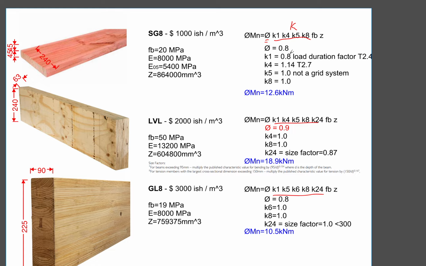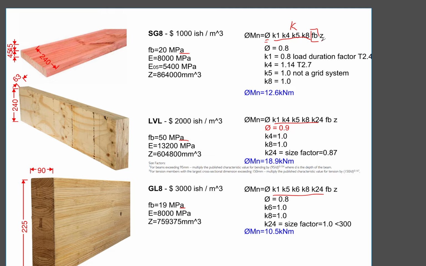For bending it is 0.8. As I said before, LVL is an exception. LVL is 0.9 and the glulam is 0.8. And the rest would be the characteristic bending stress of the material. These came out of the manufacturer's specs. Different suppliers may have different values for their characteristic stress, so you have to make sure you check those stresses before you put them in. They are not the same.